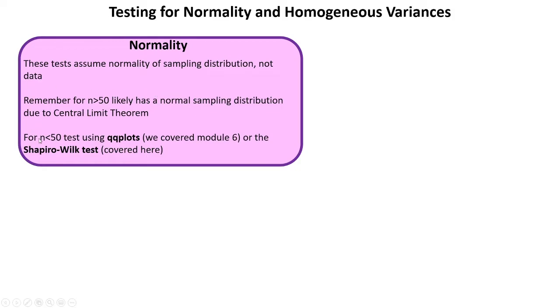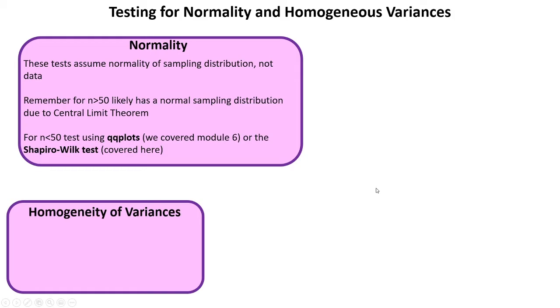However, for n's that are less than 50, we have to test using QQ plots and the Shapiro-Wilks test. We did QQ plots in Module 6. We're going to talk about the Shapiro-Wilks test here. But essentially, if your data is normal, that means your sampling distribution is going to be normal. So for n's less than 50, if you have normal data, you can still use parametric tests because your sampling distribution is ultimately going to be normal.